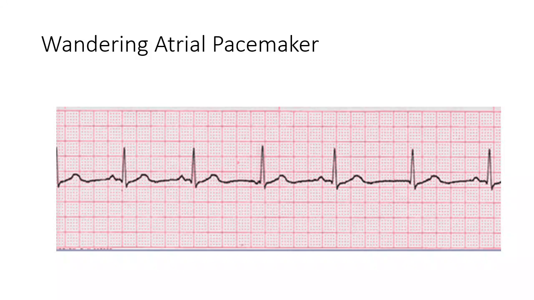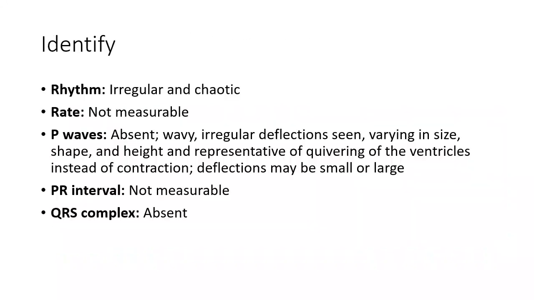All right. Blake, this one is yours. So it's saying that there's no P waves, and the quivering is really catching my quivering of the ventricles, so it'll probably be VFib. Yeah, good. Very, very good.